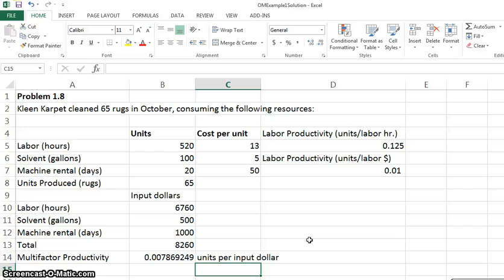The idea is that operations management is the management of the processes and the decisions that are made to convert inputs into outputs. And productivity measurements are a way to measure how effective the operations are.